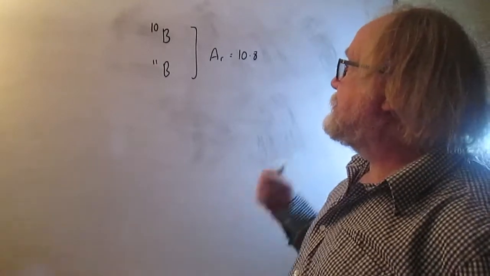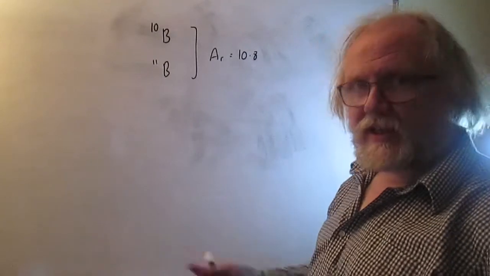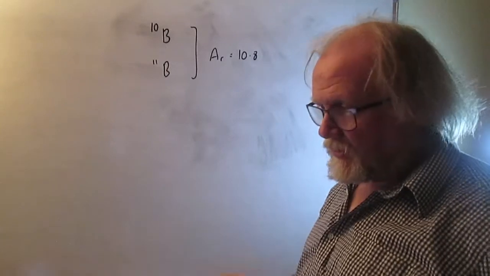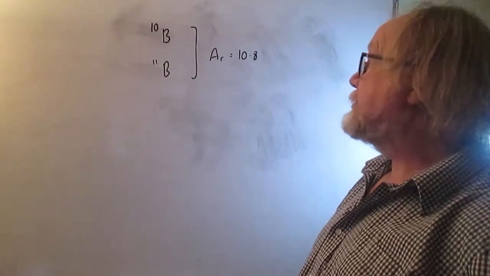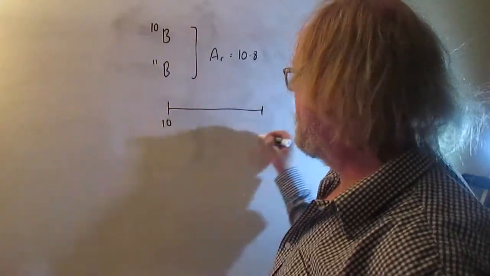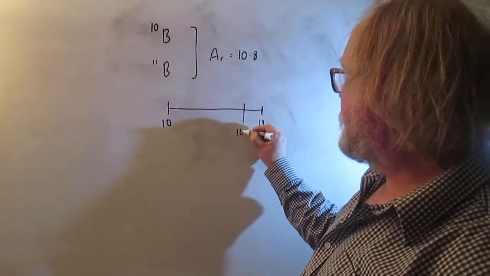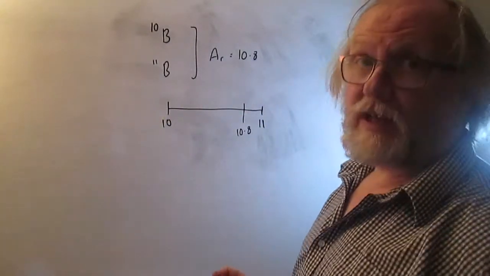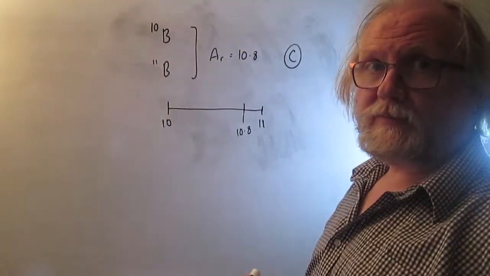You could guess one and do the calculation. You could do some algebra and actually calculate it, but both of those things potentially would take too long. Remember, you're not going to be spending more than 1 minute per question on these multiple choice ones. So the quick way to do it is just to think of it as a number line. If you've got 10 there and 11 there, 10.8 is obviously 80% of the way over towards 11, and therefore you've got 80% of boron 11. So the answer is C for that one.